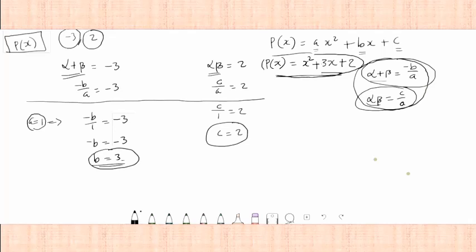Okay, so if we choose a is equal to 1, we will get minus b by 1 is equal to minus 3. So minus b is equal to minus 3, b is equal to 3. And also c by 1 is equal to 2, and c is equal to 2. You substitute the values of a, b, and c in the general form of a second degree polynomial. So we will get 1 into x square. A is 1, so 1 into x square is x square, then plus 3x, then plus c is 2, so plus 2. So the polynomial is x square plus 3x plus 2. This is the polynomial.